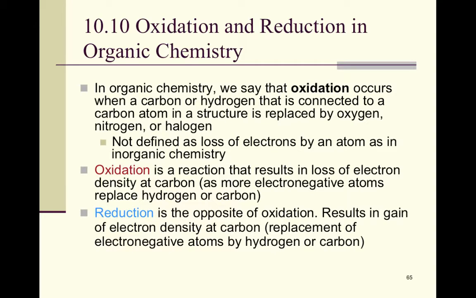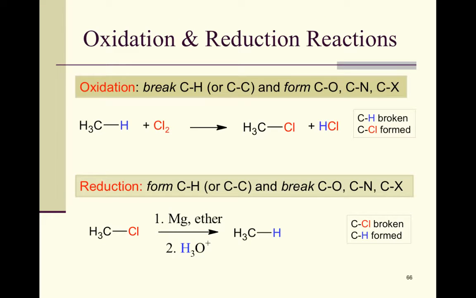A reduction is the opposite of oxidation. It results in the gain of electron density at carbon with the replacement of an electronegative atom by hydrogen or carbon. Here we can see an example of an oxidation and reduction. An oxidation is the breaking of a C-H or C-C bond to form a C-O bond, C-N bond, or C-X bond.